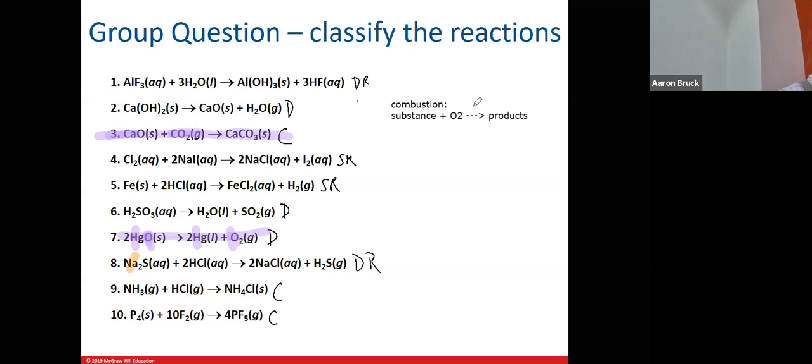So I look and see, okay, I've got sodium on each side. I got sulfur on each side. I've got hydrogen on each side. I've got chlorine on each side.